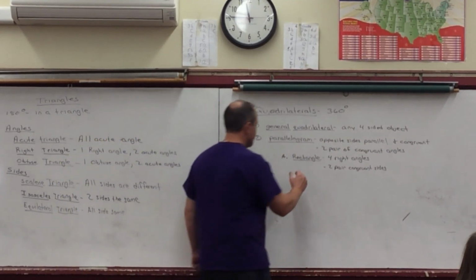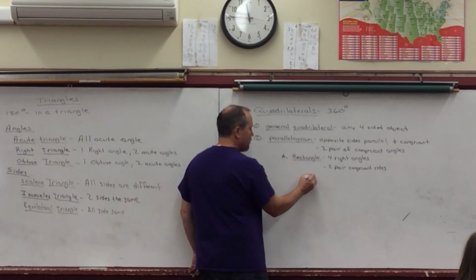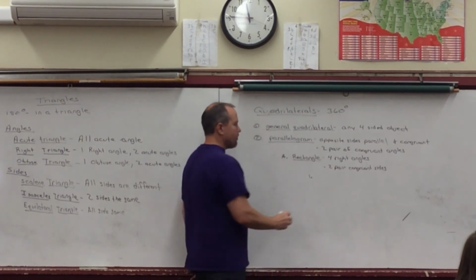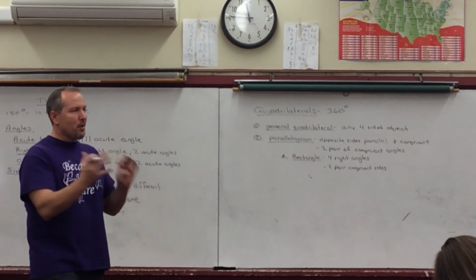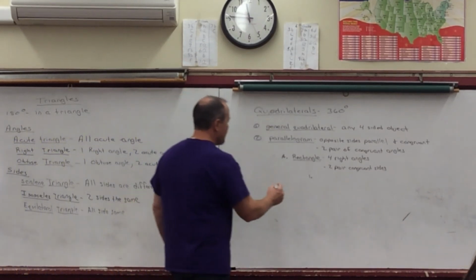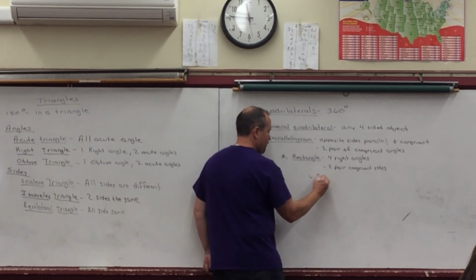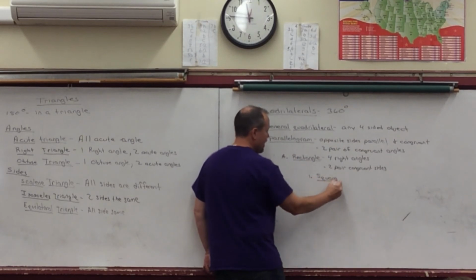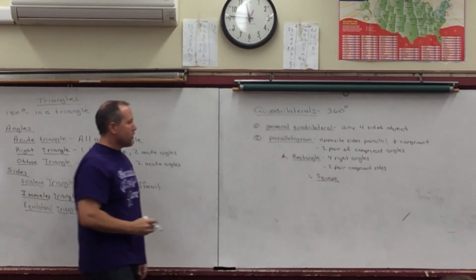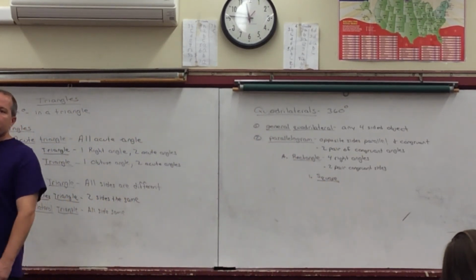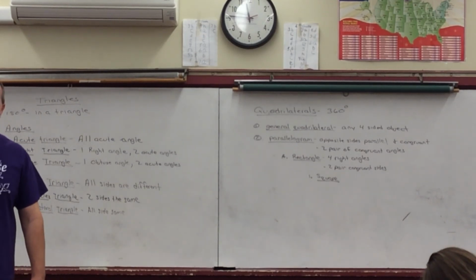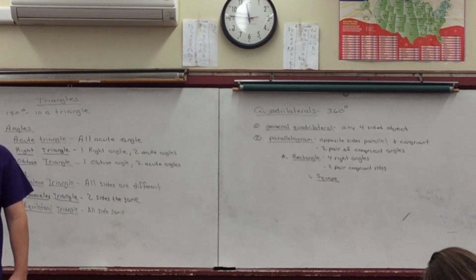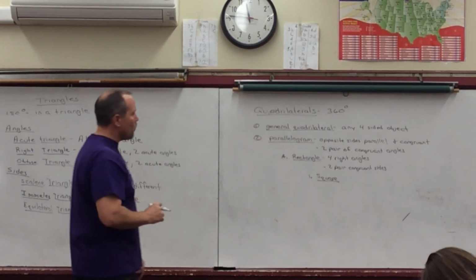Next, I'm going to put this as a number 1. And here's where I struggle with where I want to put it. I'm going to put the next one here as a square, and I'm going to indent it a little bit from a rectangle, because all squares are rectangles, but not every rectangle is a square.